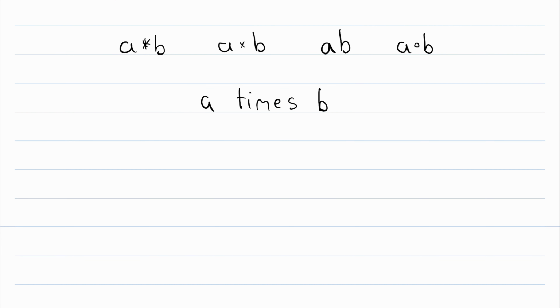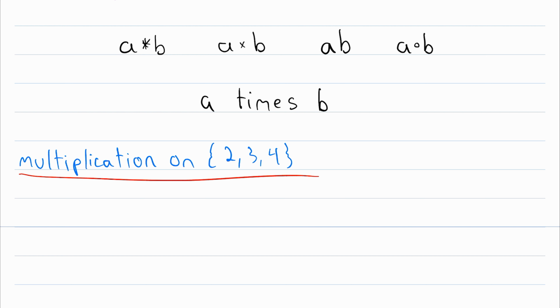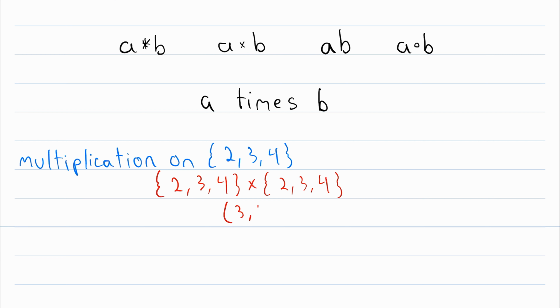But since we are talking about multiplication right now, let's look at a non-example of a binary operation. Consider multiplication on the set containing, let's say, 2, 3, and 4. This is not a binary operation because this set is not closed under normal multiplication. Remember that the domain of a binary operation is a Cartesian product, so the domain elements are ordered pairs. So if this were a binary operation, this would be its domain, and an example of an element from the domain would be the ordered pair (3, 4). But 3 times 4 is equal to 12, which is not an element of this set. Therefore, since it's not closed under multiplication, multiplication on this set is not a binary operation.